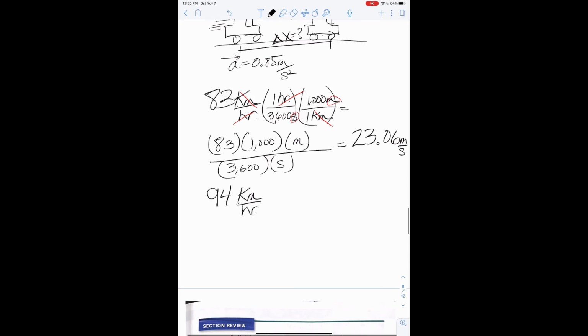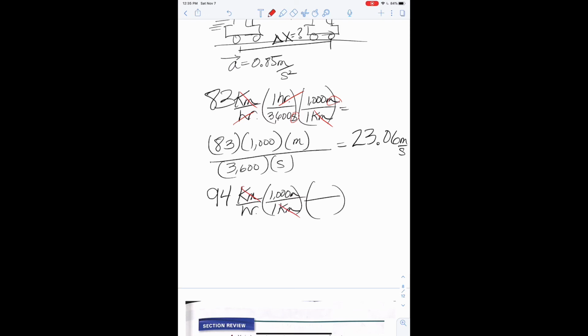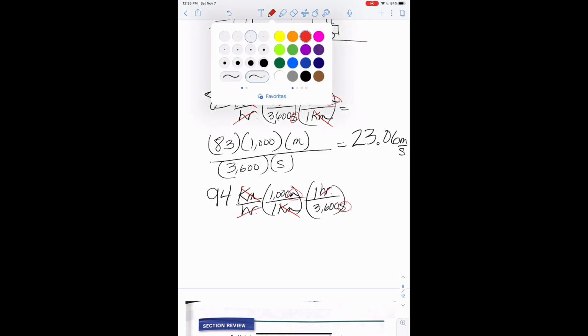And same exact work as before, right? Do it in a different order this time. Cancel off kilometers. And we're left with meters on top, which is what we want. And then on the bottom, we know 1 hour. We'll put it on top so we can cancel the hours on bottom. Is equal to 3,600 seconds. Cancel your hours. You're left with seconds. Gather everything up.